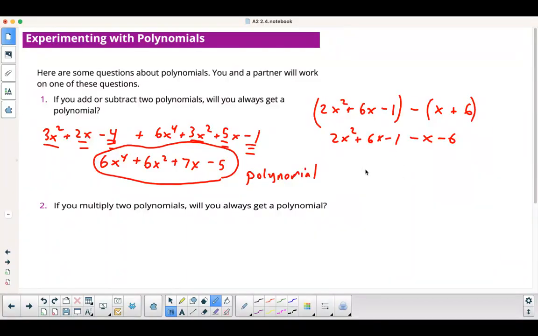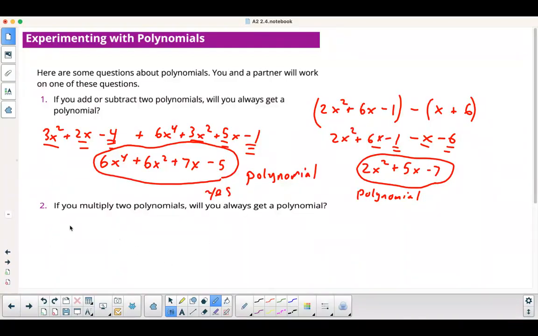And then I get 2x squared. If I combine these, I get plus 5x. And these are minus 7. So there you go. That's still a polynomial as well. I don't have any negative powers. I don't have division of x or fraction exponents. So this is a polynomial as well. So I'm going to say I think this is a yes.